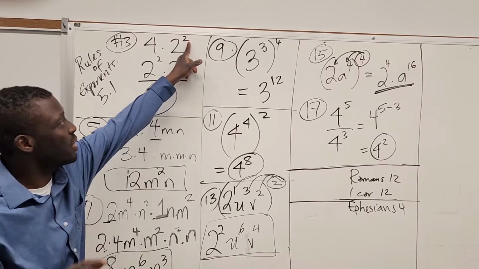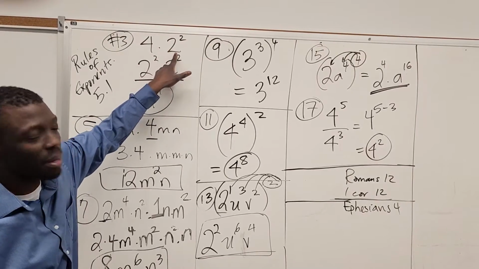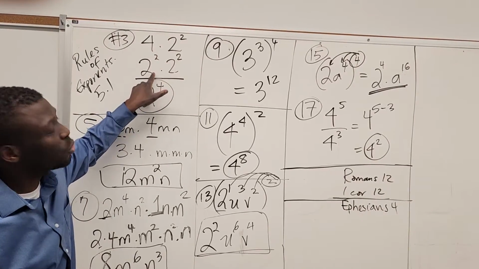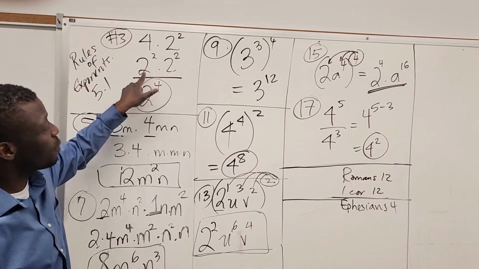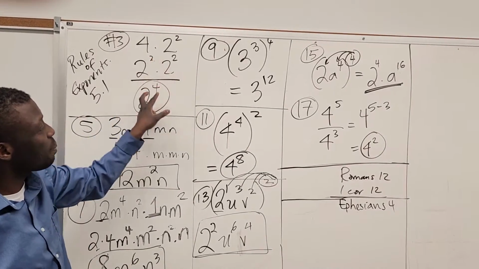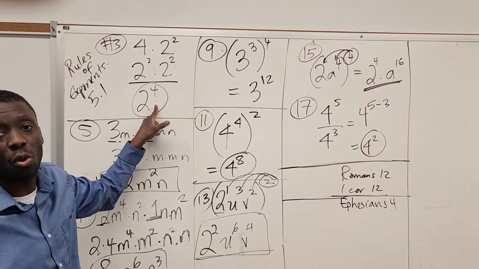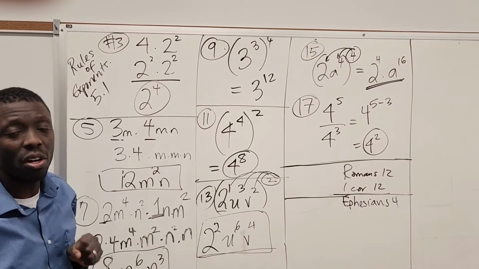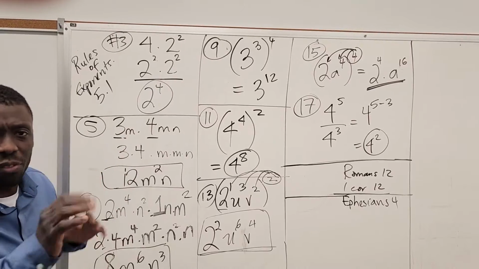See, the beauty of math is you can take a problem like this, 4 times 2 squared. You could change the 4 to 2 squared. So in this problem, it's basically 2 squared times 2 squared. According to the rules of exponents, you can add the powers, and that's why this becomes 2 to the 4th power. That's how we do number 3 from the practice problems. Let's look at a few more examples.